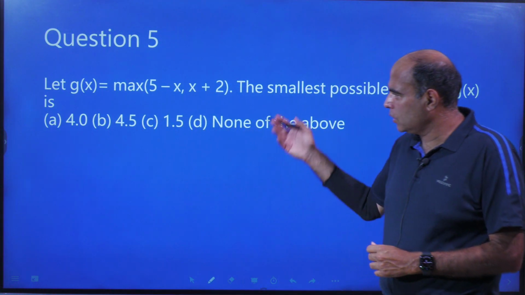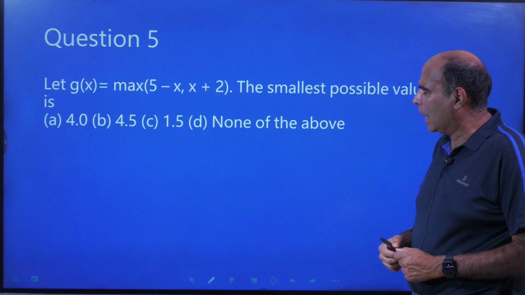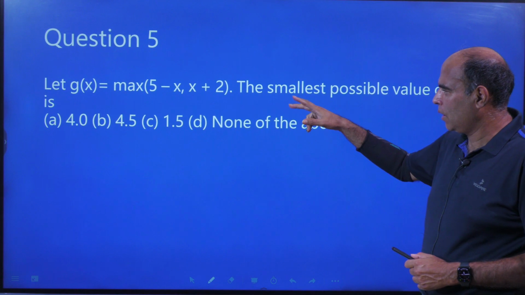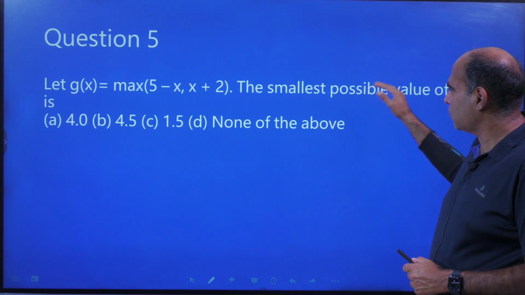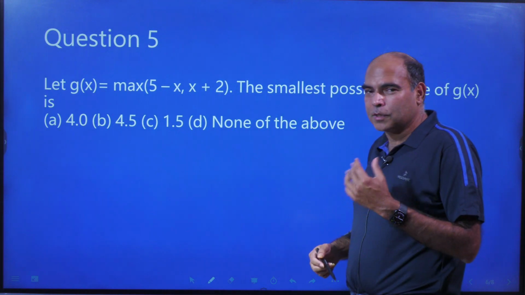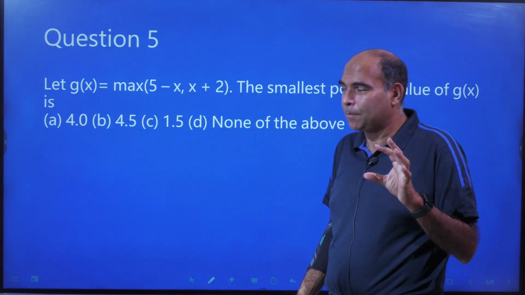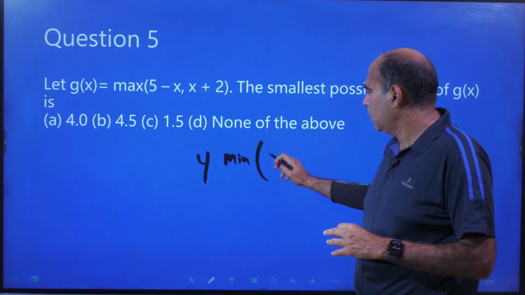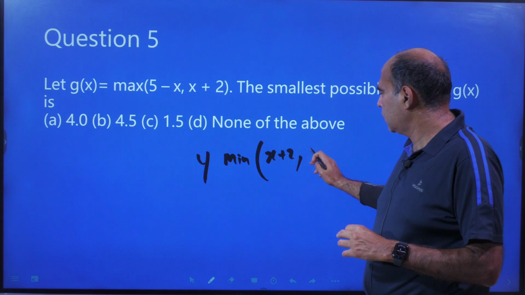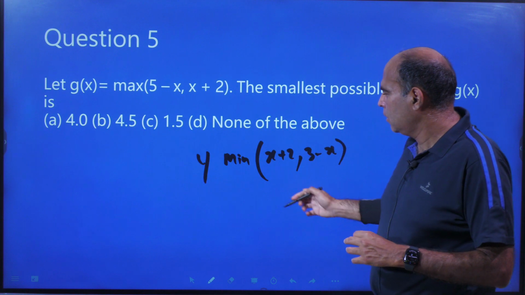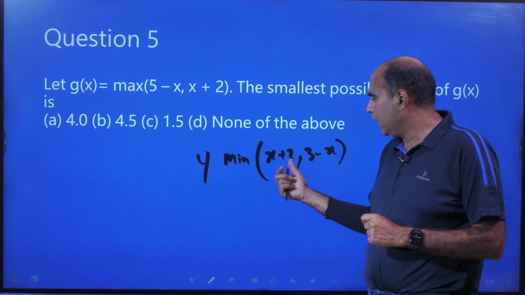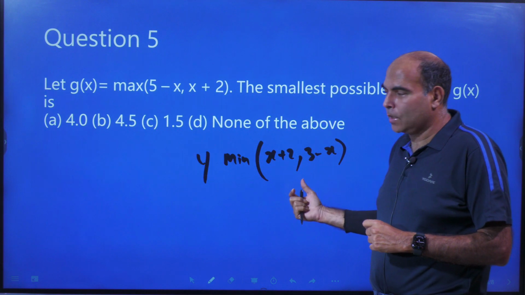The question says let g(x) is equal to max of 5 minus x comma x plus 2, the smallest possible. Now this is the opposite. In the first question, what was happening? We had y was the minimum of x plus 2, 3 minus x. So what was y doing? For every value of x, the function y was finding these two outcomes and taking the lower one.